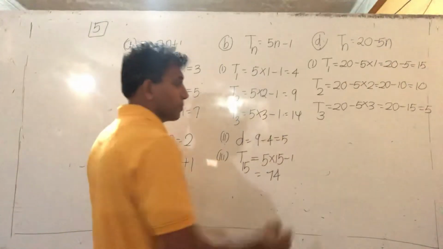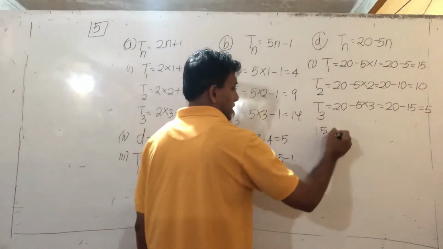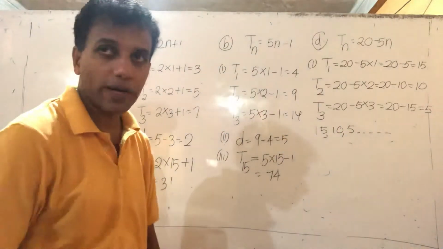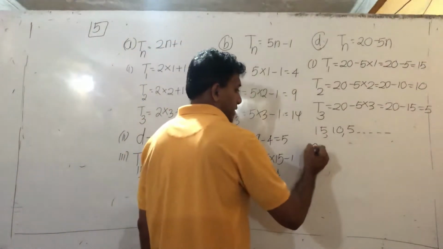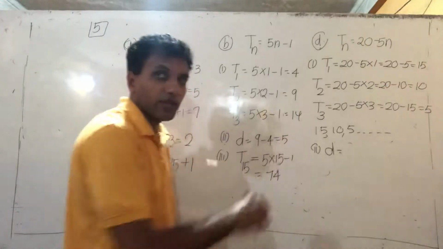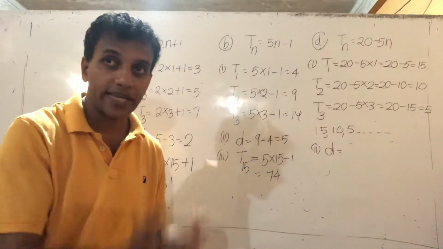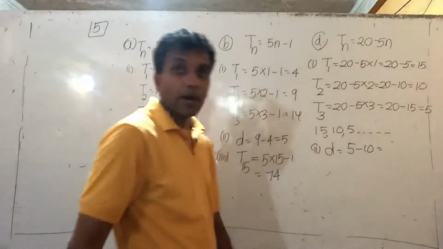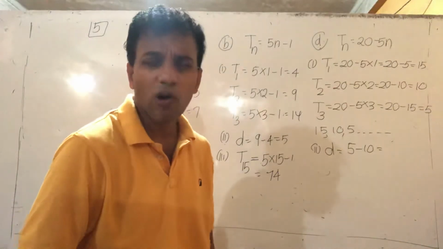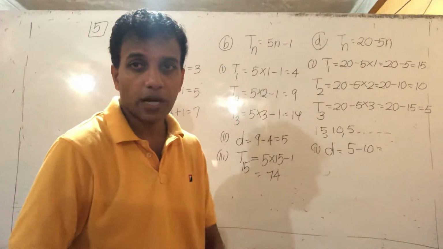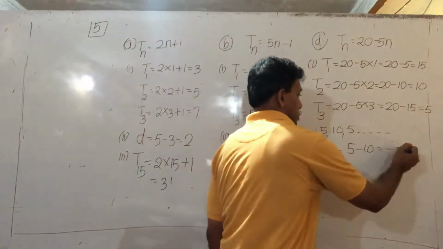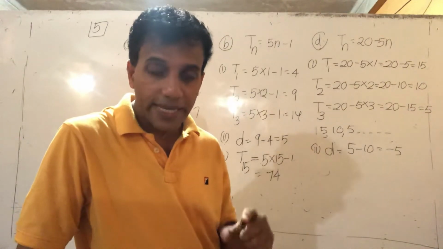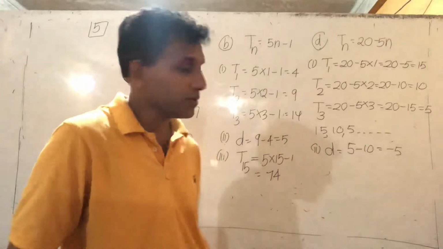So what is the series here? First term 15, second term 10, third term 5, and so on. So tell what is the common difference. Second part, d equals successive difference, 10 minus 15 or 5 minus 10, right? I say 5 minus 10. What is 5 minus 10? If anybody says 5, you answer 5, wrong. Small number minus large number, minus 5. Therefore, this series decreases by 5, otherwise increases by minus 5, right?